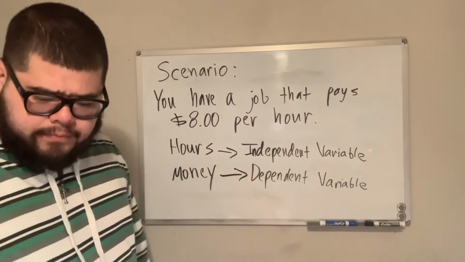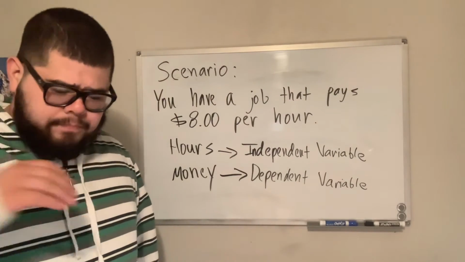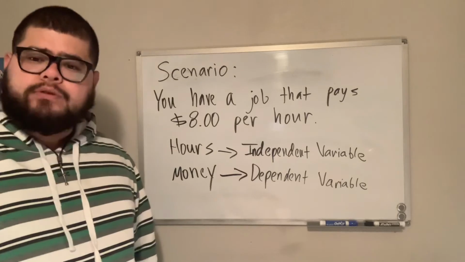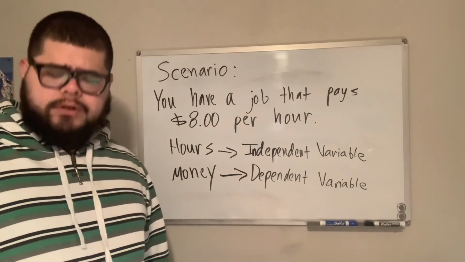All right. On part 4 of independent, dependent variable, we are going to go through tables and graphs. Okay, tables and graphs of independent, dependent variables as well as equations.